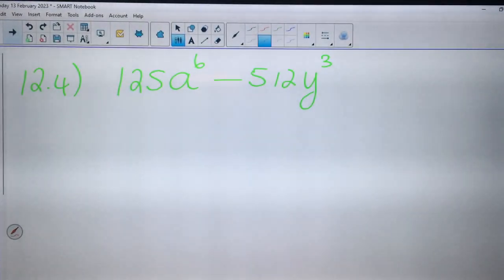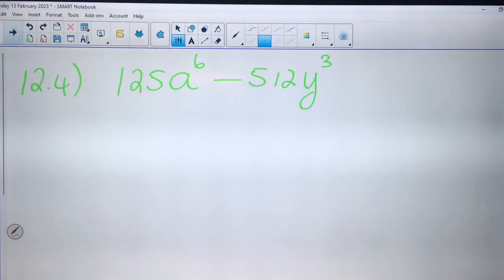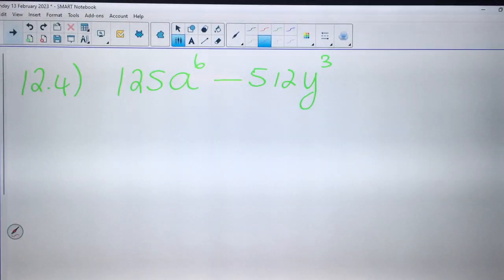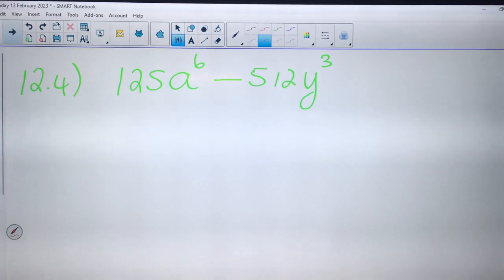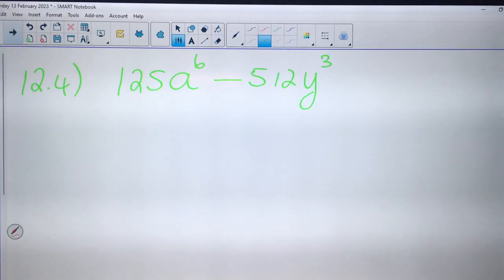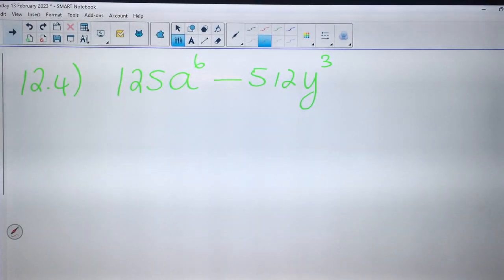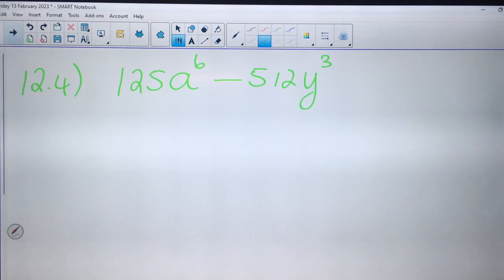Now I want you to try that. Tell me what you got. 125 a to the power of 6, minus 512 y to the power of 3. Try it, and then I will do it with you.